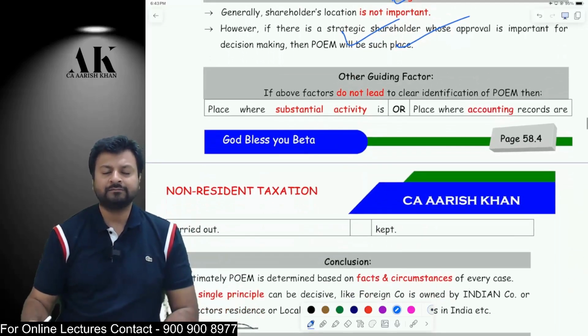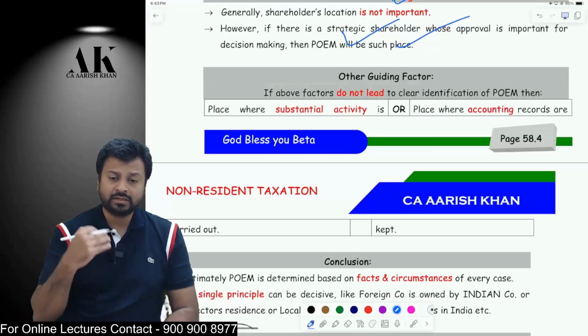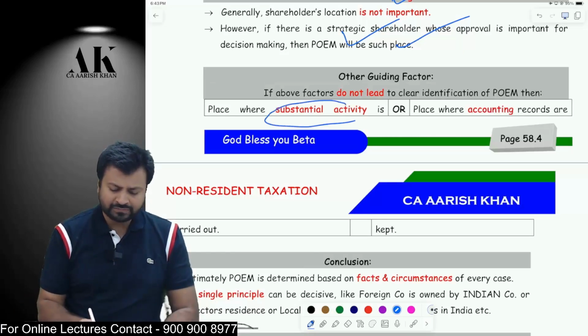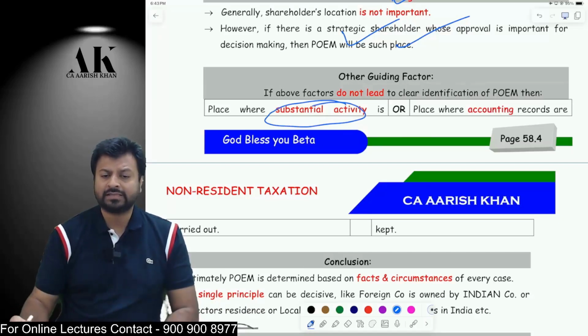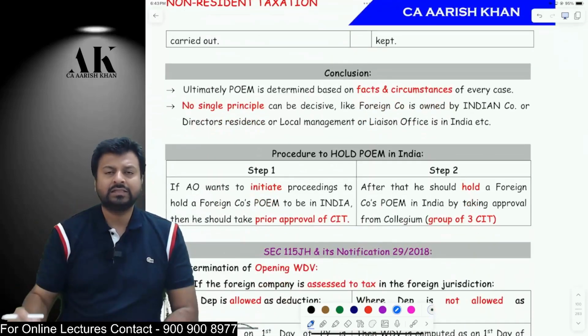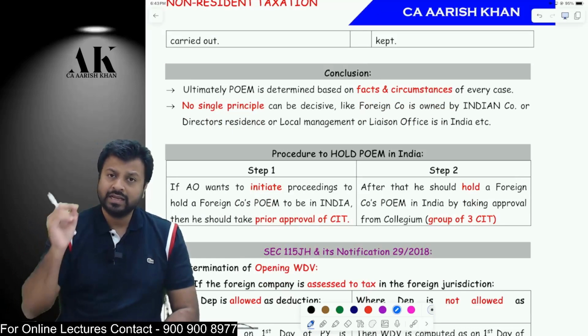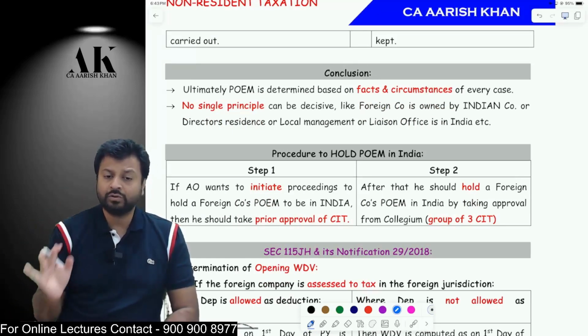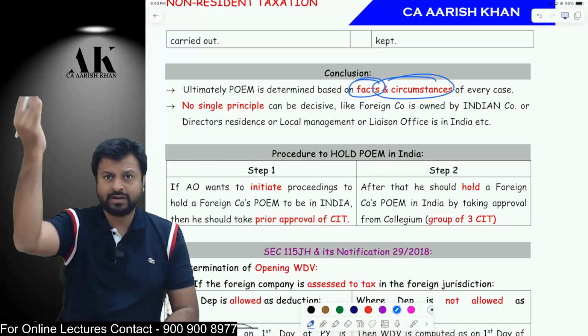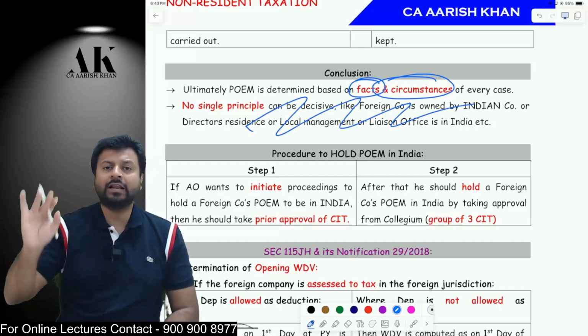And last but not least, even if all these factors are not sufficient to determine the POEM, then there are some other secondary factors which are given by the CBDT in this circular. That is, find out the place where substantial activity of the company is taking place, or find out the place where the accounting records of the company are kept. Further, the CBDT, after saying all these principles, which are different kinds of principles to identify the place of effective management, says that even after all these things, you have to take all the cases based on the facts and circumstances of every case. No single principle given above can be decisive. No single principle can be decisive.